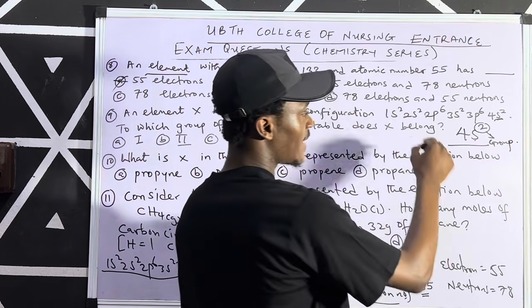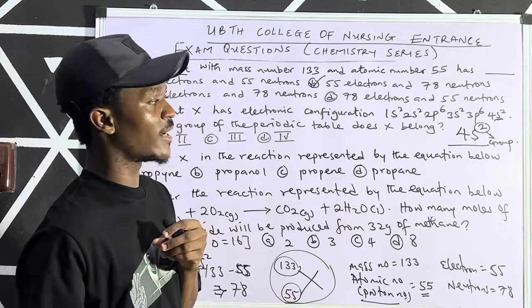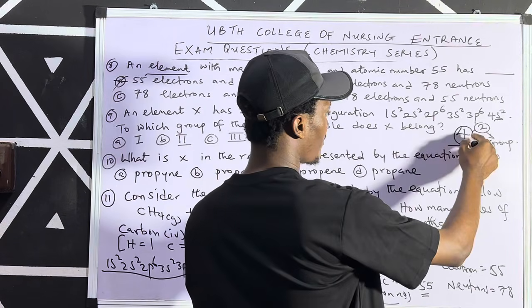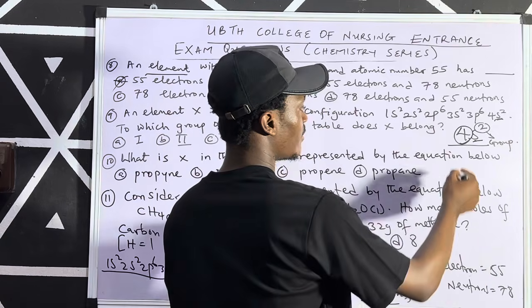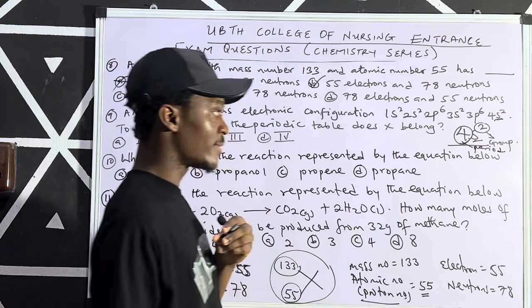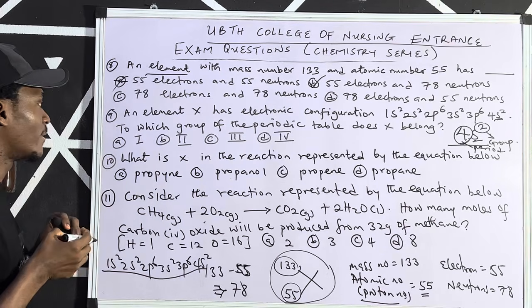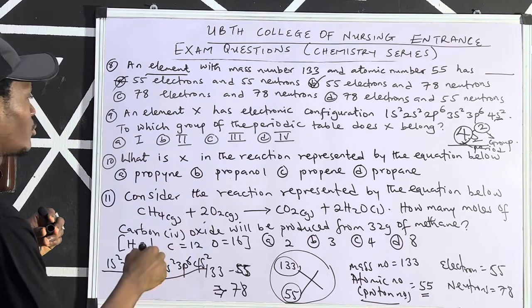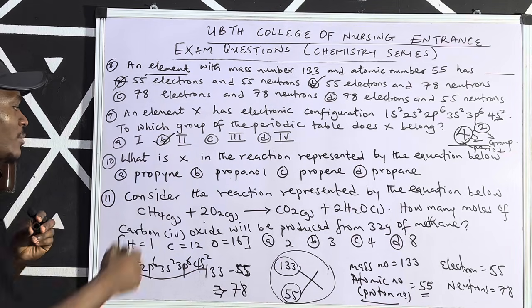So any that ends in the s orbital, the power becomes the group, while the coefficient, which is the number before the orbital, becomes the period. So that's how it works. So in this case, what should be our answer now? Our answer should be group 2. So the correct answer is option B.